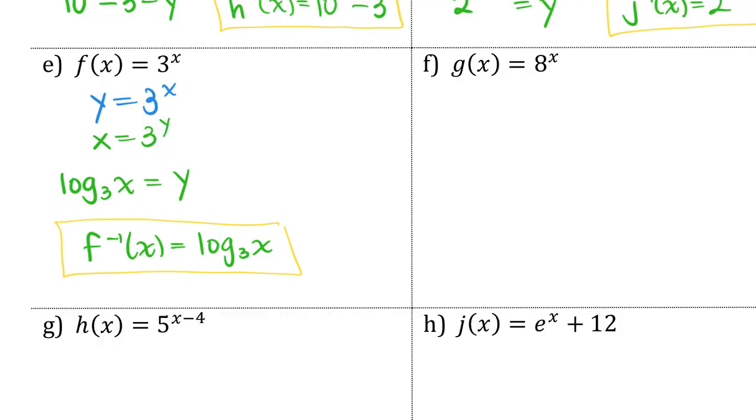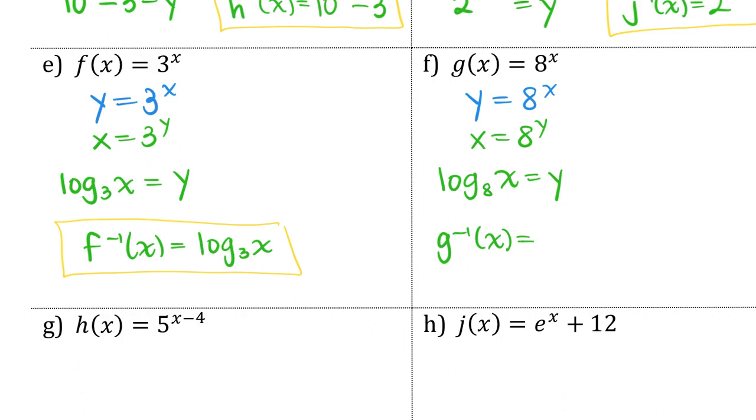Okay, f is very similar, so go ahead and feel free to work ahead. Logarithmic form, the base is 8, the argument is x, and it always equals the exponent if it's a log. So this is called g inverse of x is the log base 8 of x.